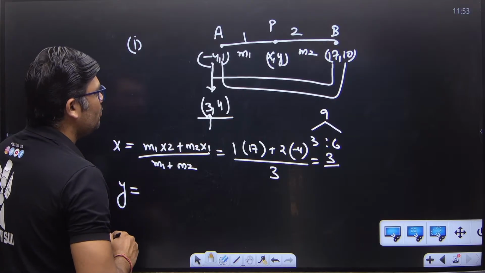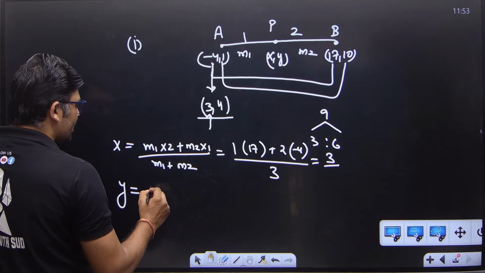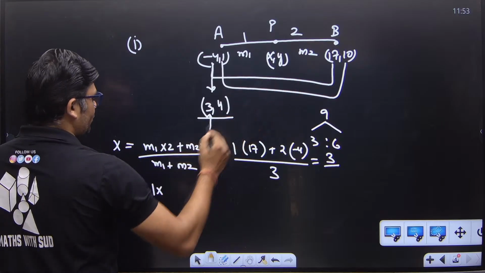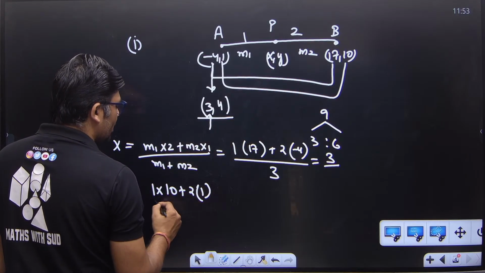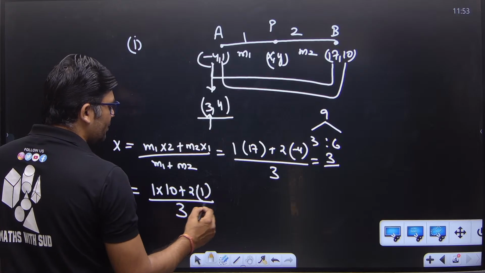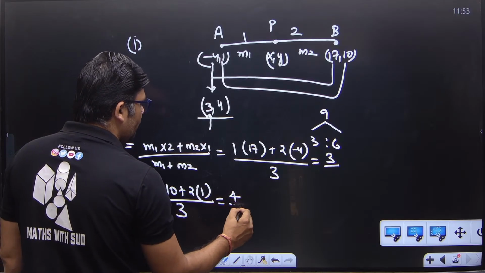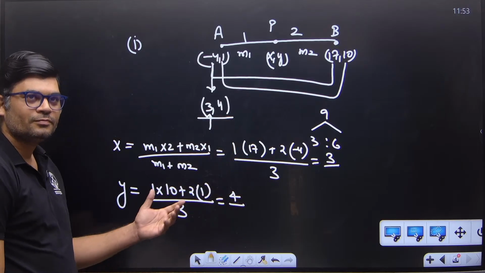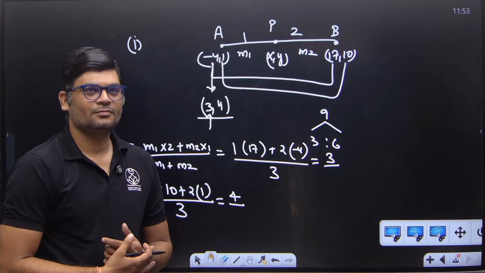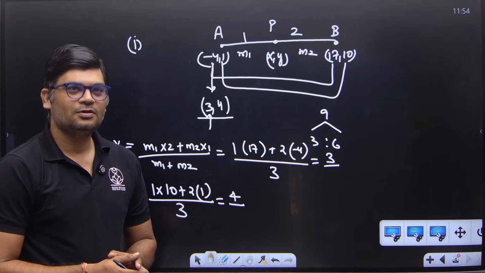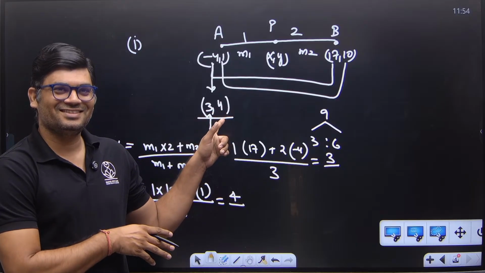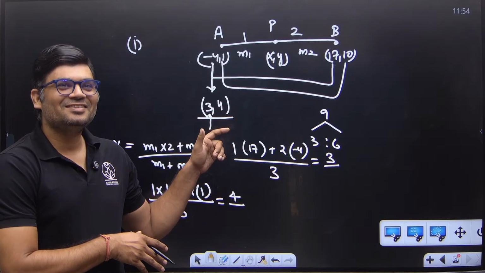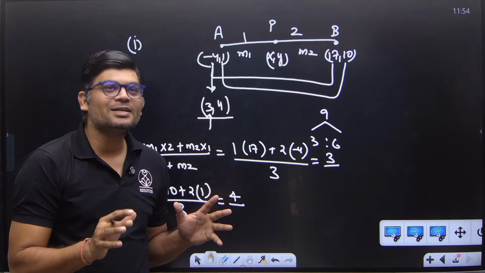Yes. Let us come to Y. Y is again 1 times Y2, which is 10, plus 2 times Y1, which is 1. So 10 plus 2 is 12, divided by 3 is 4. So 3 comma 4. Understood? Yes. See, before doing the question, we got the answer. So you have to understand what is happening.